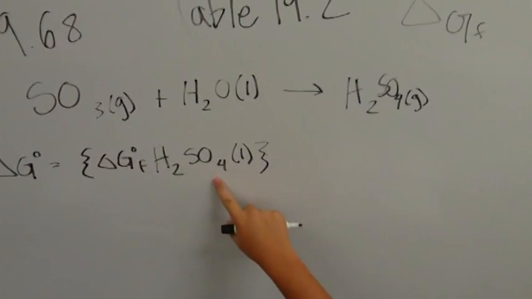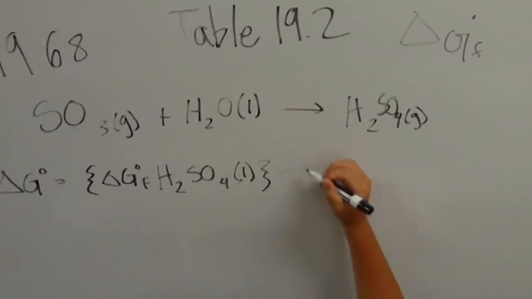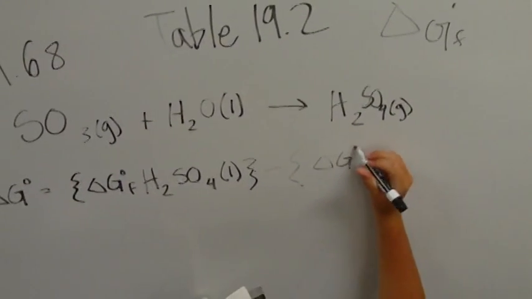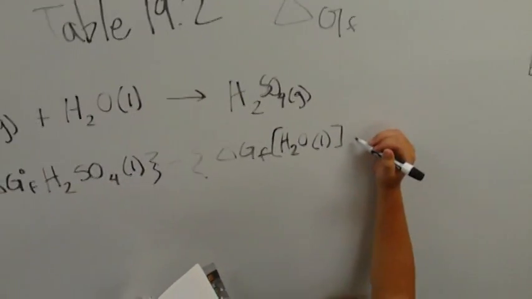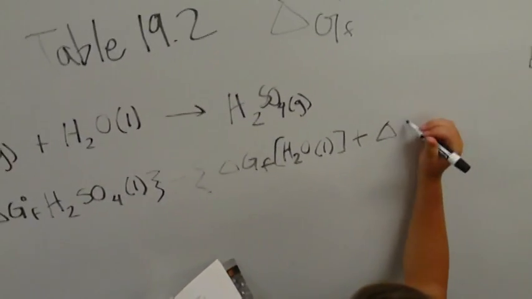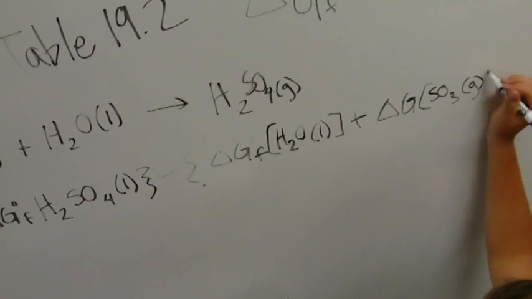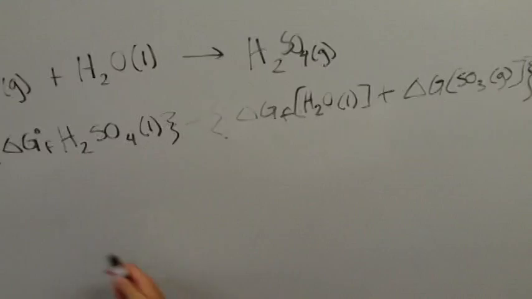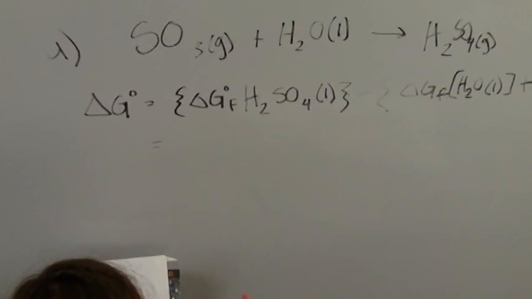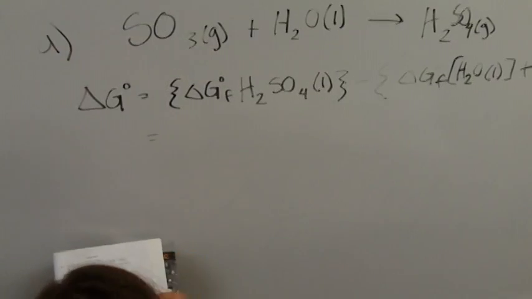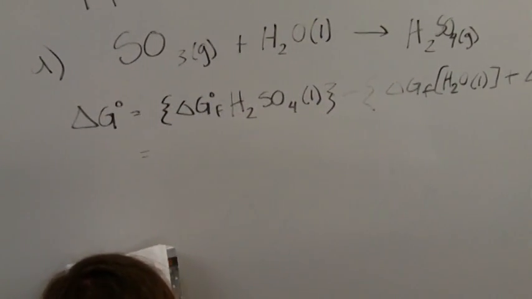Here we have delta G of H2SO4. It's our product, so we're going to be subtracting the reactants. So delta G of liquid plus delta G of SO3 gas. As you can see, products minus reactants, similar to what we've been doing this whole time. Now we're going to plug in the numbers that we found in table 19.2. The key again is looking at the coefficients. This one just has 1 and 1 and 1, so straightforward.